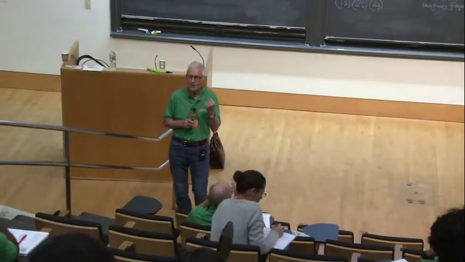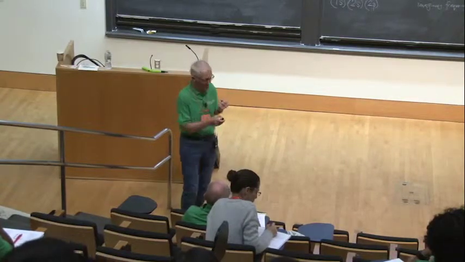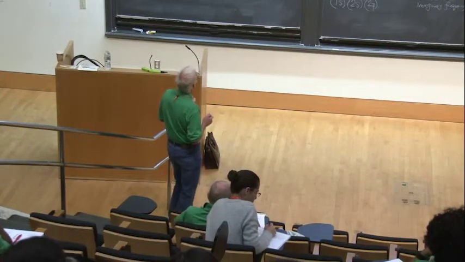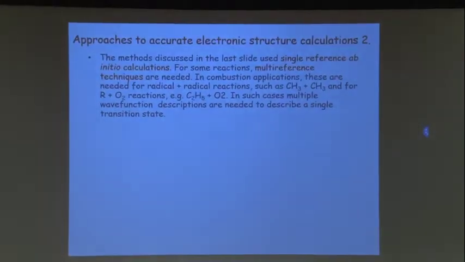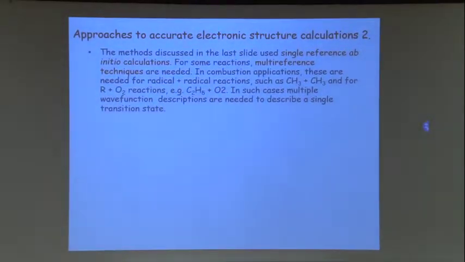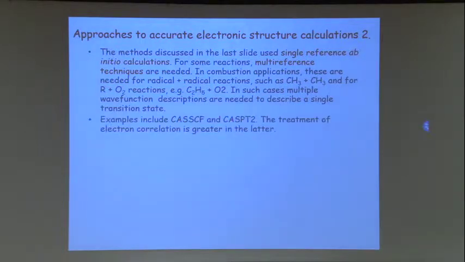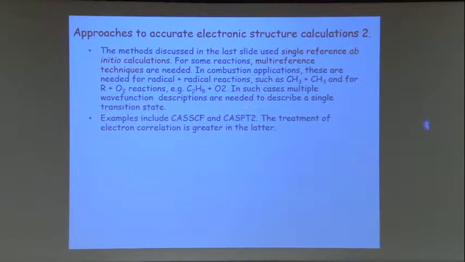These require significant multi-reference aspects in the calculations that you're dealing with. So multiple wave function descriptions are needed to describe just a single transition state then. And examples of these are CAS-SCF and CAS-PT2, and these will keep cropping up as we go along today.